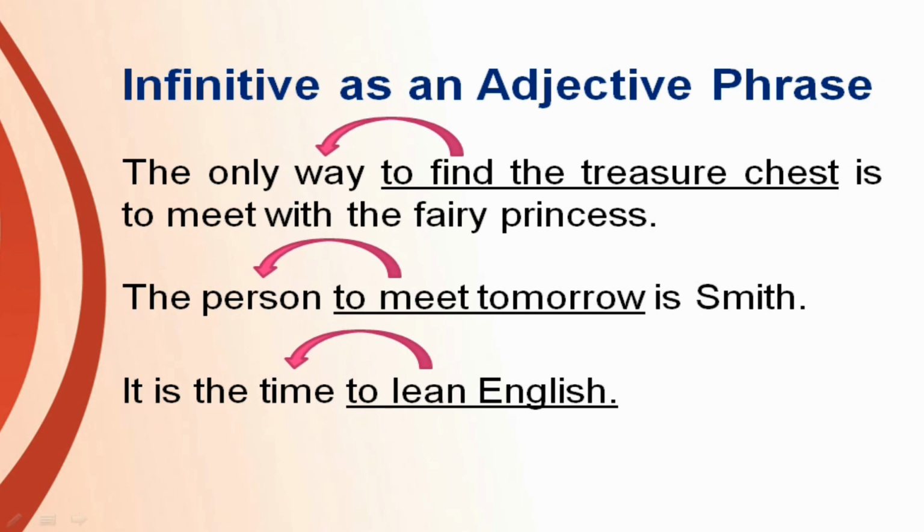Let's have another example. The person to meet tomorrow is Simith. Here in this sentence, to meet tomorrow is an infinitive phrase. This infinitive phrase functions as an adjective phrase because this phrase describes something about a person whom I am going to meet, Simit. So we can say to meet tomorrow is an infinitive phrase but functions as an adjective phrase.